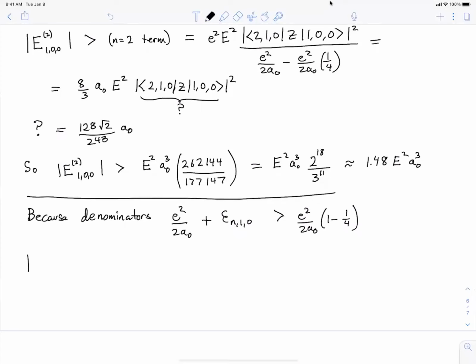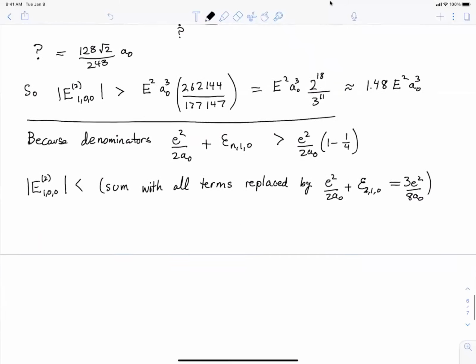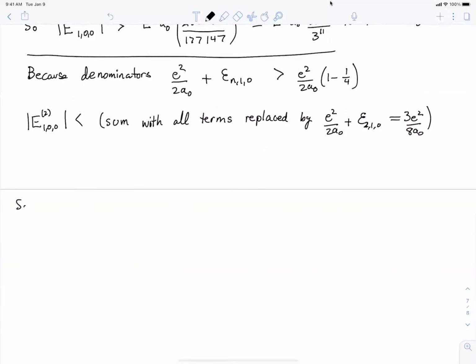That means the energy correction in absolute value has to be less than, I'll write it in words here and then we'll evaluate it. It has to be less than the sum with all terms replaced by a larger number, in this case, e squared over 2a0 plus the unperturbed 210 state, and that's 3e squared over 8a0. Basically the same thing we just put in previously. Okay, so that's going to give us a bound as follows. Let's just go ahead and make that replacement.